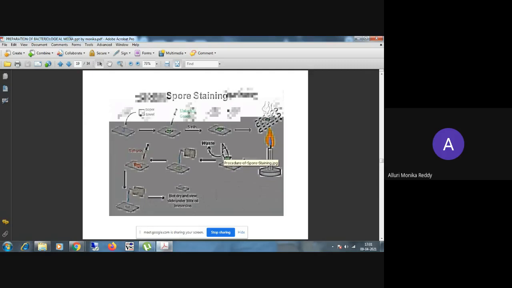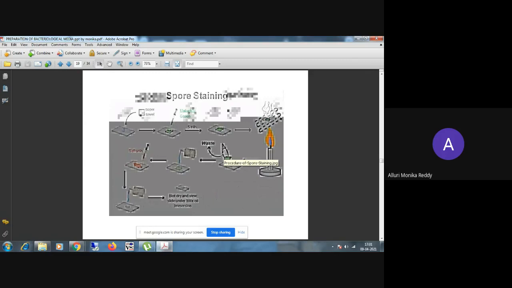This is spore staining. Spore staining is also a special technique where spores are stained by applying heated malachite green. Here also heat treatment takes place, and after vigorous washing with water, the stain is removed from the vegetative cells. Then safranin is applied to the smear. The technique shows the green spores and the vegetative cells.